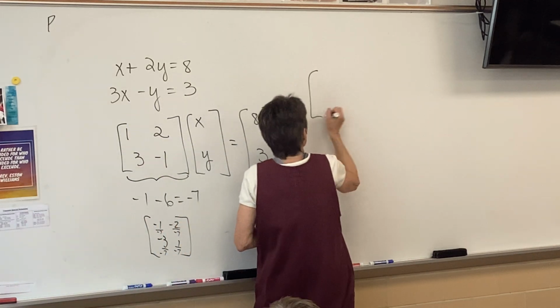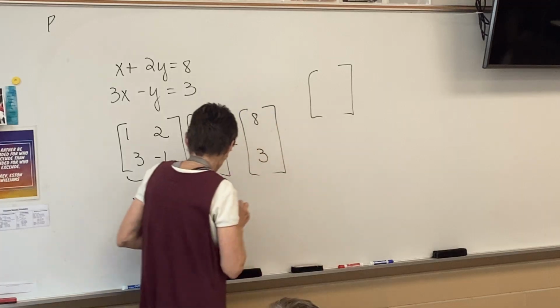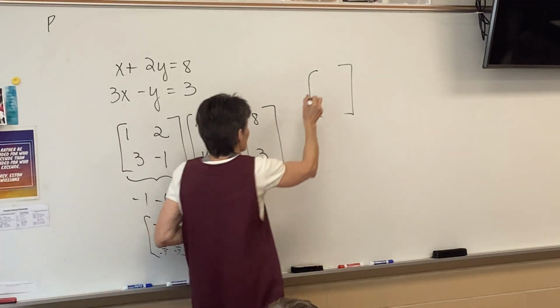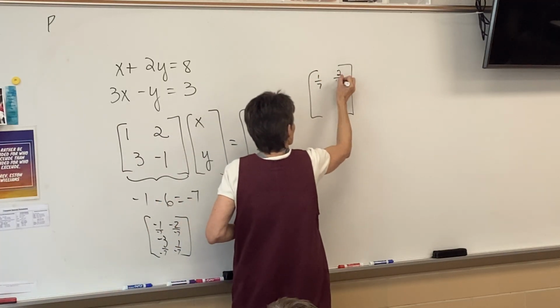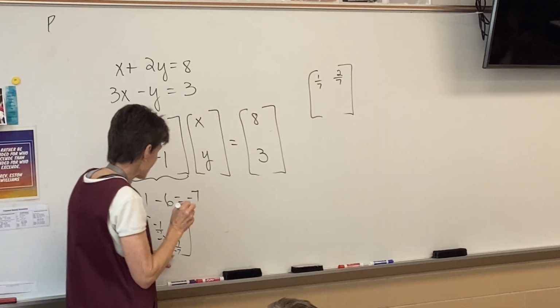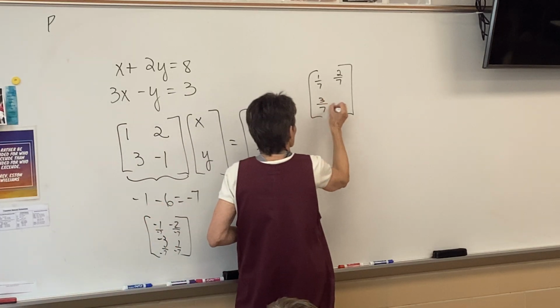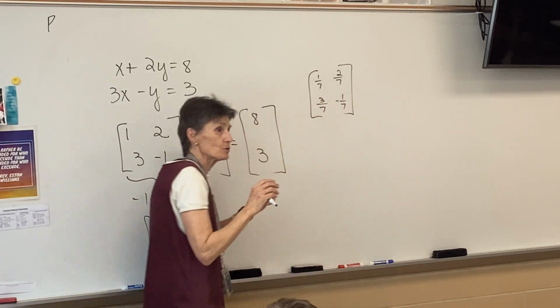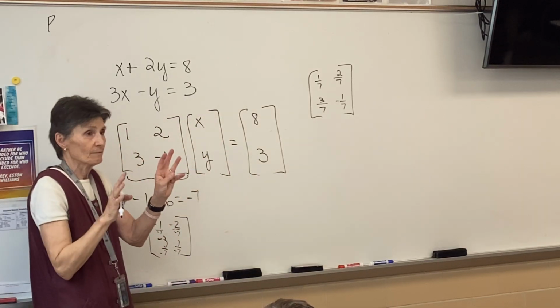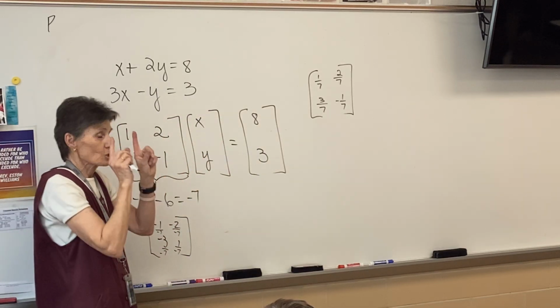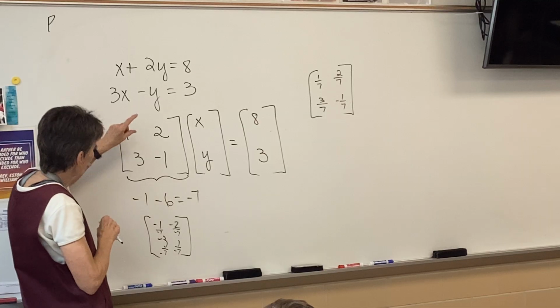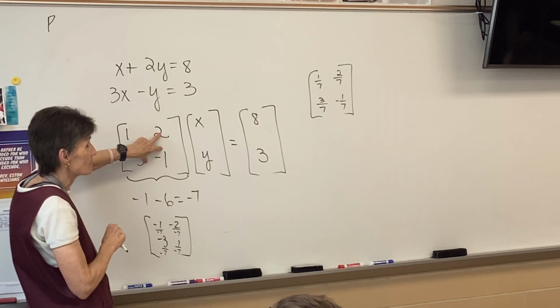What's my inverse? 1/7, 2/7, 3/7, -1/7. All right, so don't get all caught up with stuff. Don't get confused. So far, we wrote the coefficients.